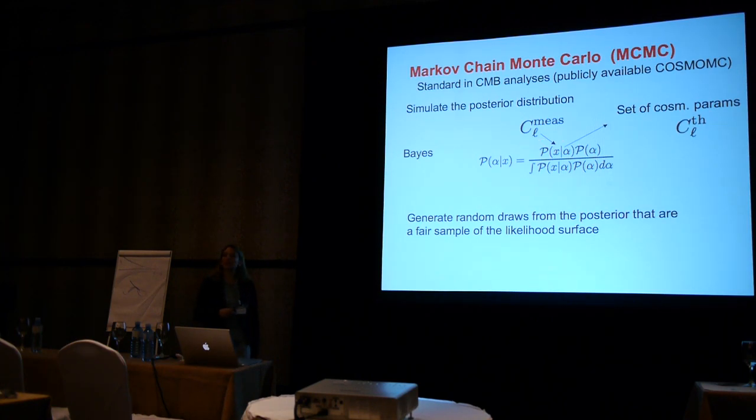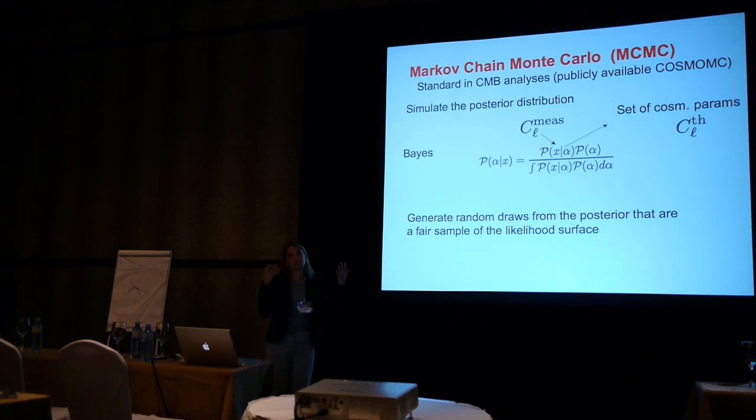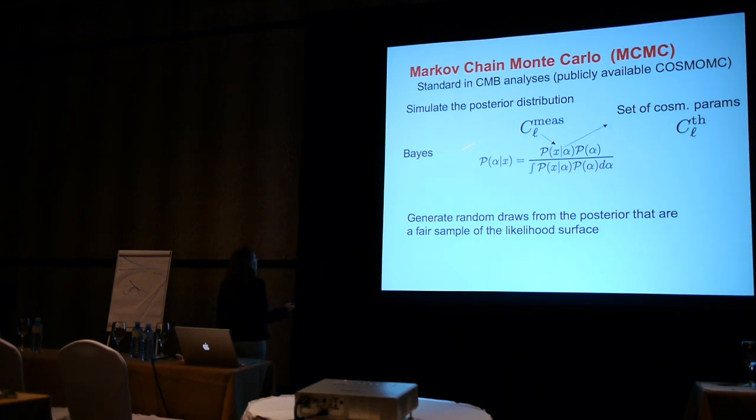And in this case, back to the questions before, we know that we can assume that the temperature map is Gaussian. The CLs, therefore, are not Gaussian, because they are basically the square of something Gaussian, but you should be able to figure out what that is. And so the name of the game is to generate a random walk drawn from the posterior that is a fair sample of the posterior, or the likelihood.